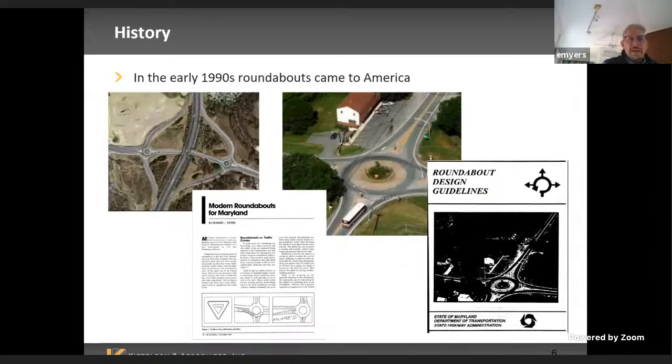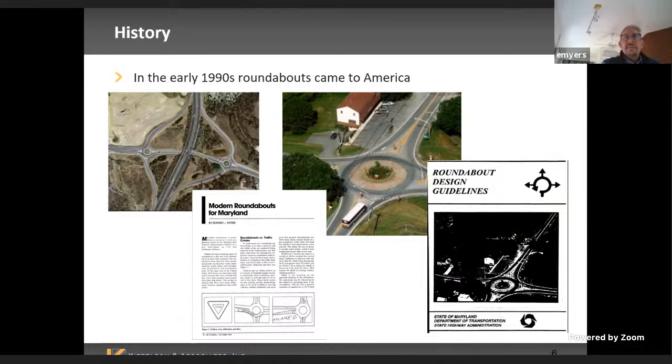In the early 1990s, Maryland, which is where I did a lot of my early roundabout work, started to build a lot of roundabouts. We did a couple things. The figure on the right is the roundabout design guidelines, which were not super creative at the time. We basically took, with permission, the roundabout design guidelines from Australia, flipped everything from left side driving to right side driving, and then started to build roundabouts.